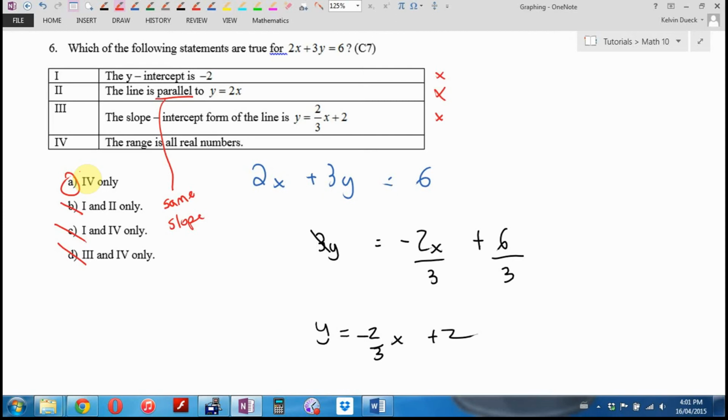Every single line will have a domain and a range of all reals if it's in any way slanted. Because if it's slanted at all, I'm telling you, it's going to go to negative infinity, positive infinity, up and down. So as soon as I saw that there was a slant, see the slope, negative 2/3, there is a slope, I said, oh, you know what? The range and the domain are both all real numbers.